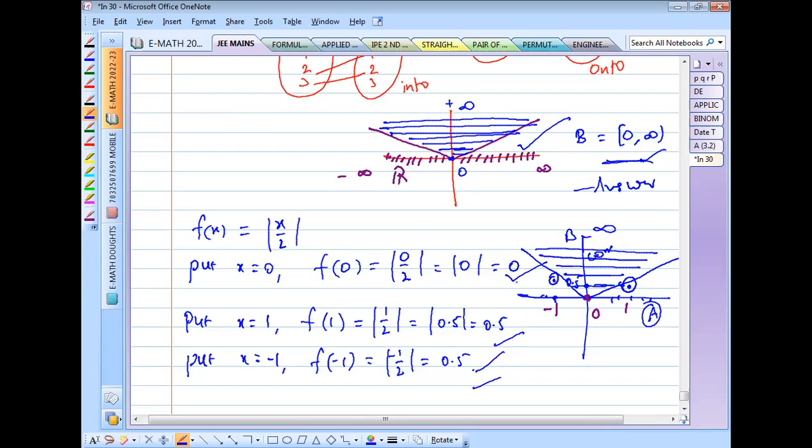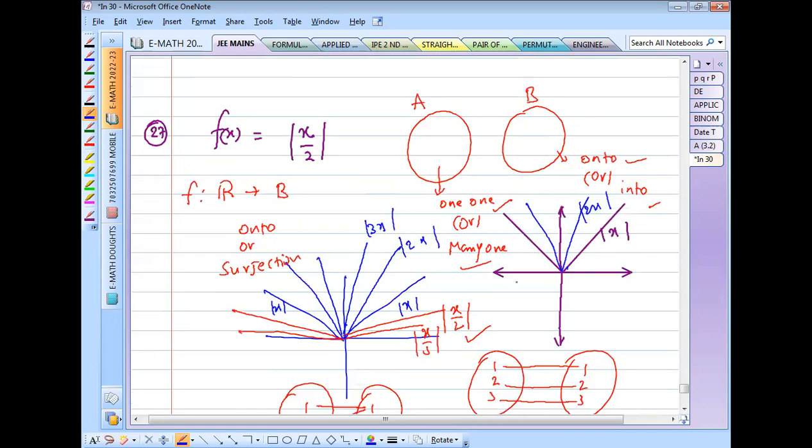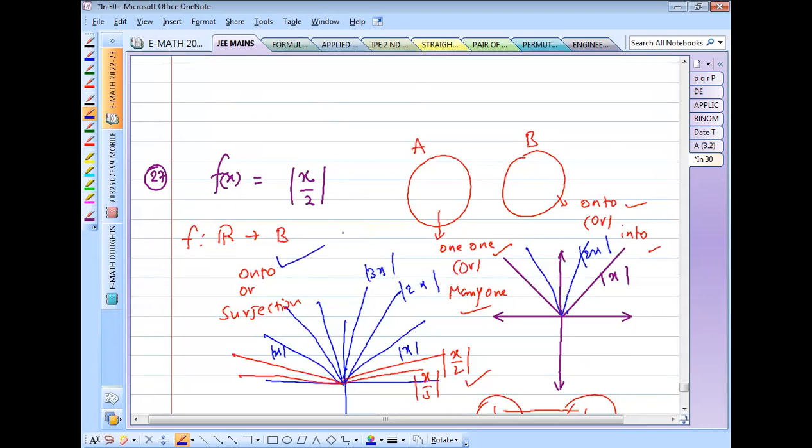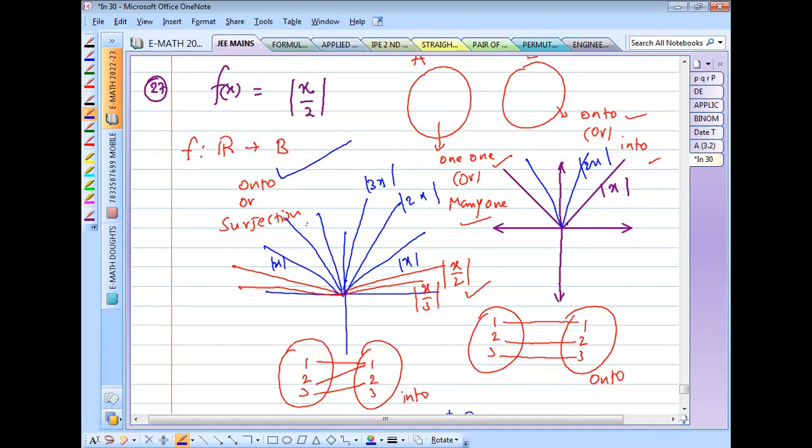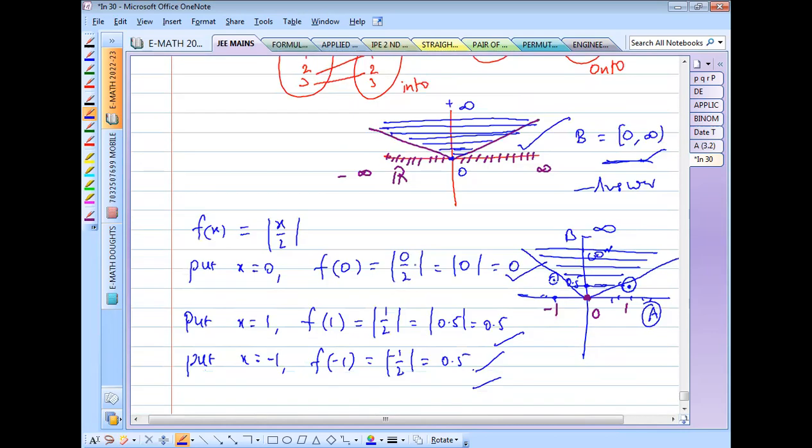The codomain, that was B, according to the given problem, is said to be surjection or onto. That means every value of B has a pre-image, so B should always be from 0 to infinity. And 0 was taken, so I put a closed interval for 0. We couldn't take infinity, so I put an open interval for infinity. Understood?